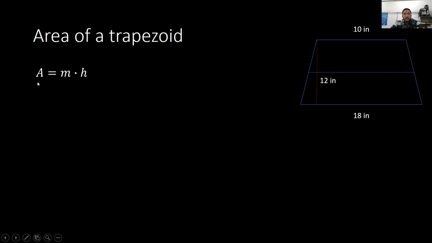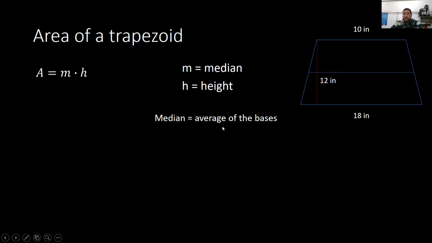The area formula is m times h. The m stands for median, the h stands for height. How to find out this median? We learned this before. We're using base 1 plus base 2, which is the average of bases. Then you divide by 2, okay? So in this case, base 1 is 10, base 2 is 18. 10 plus 18 divided by 2 equals 14.